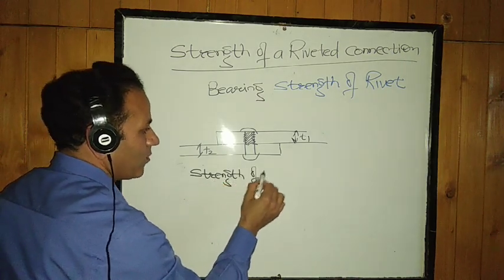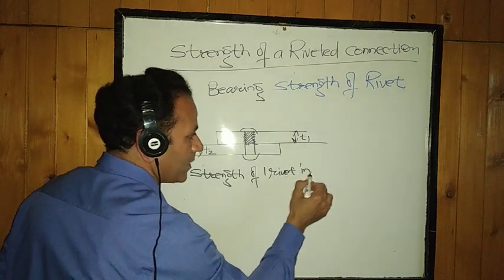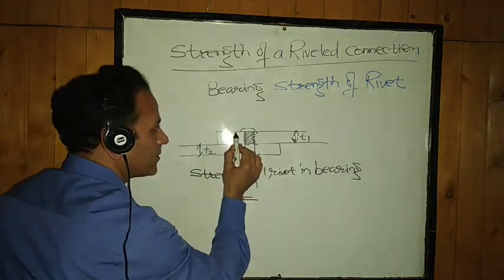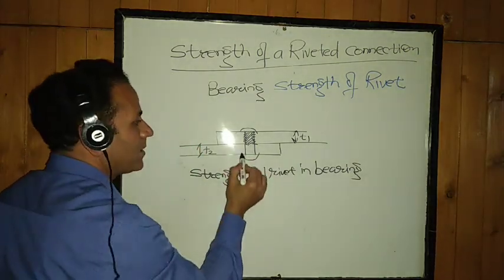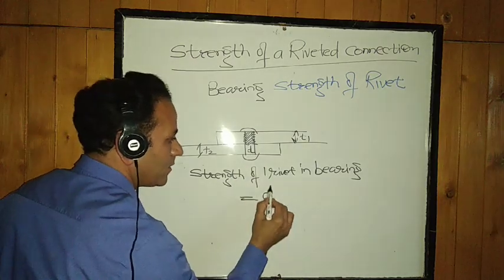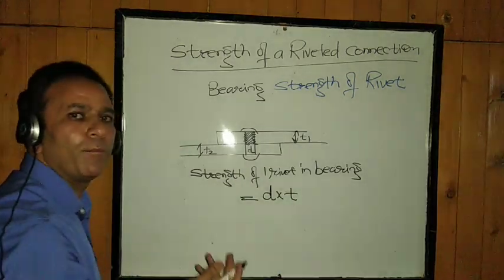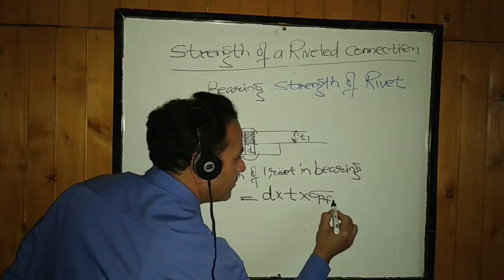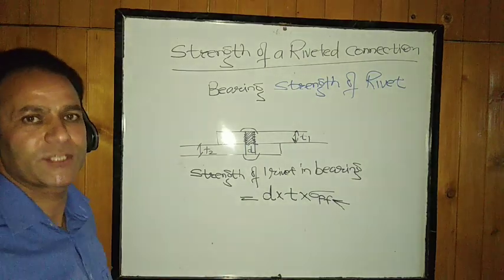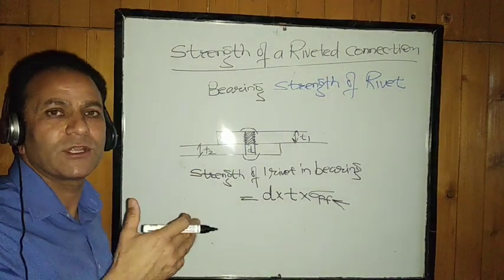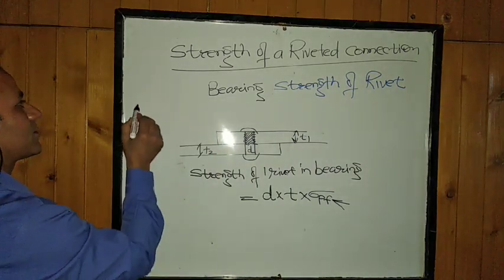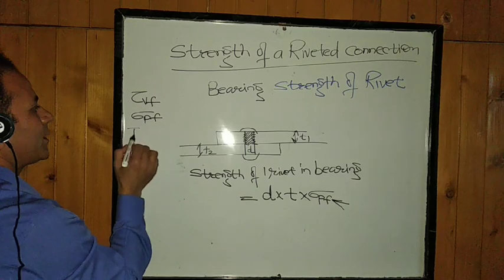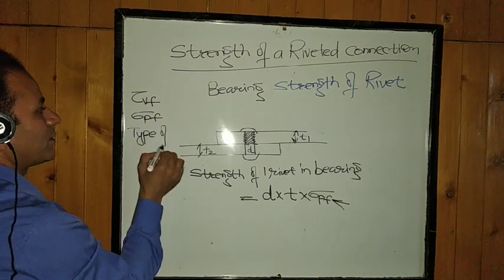So the strength of one rivet in bearing shall be taken as d, the gross diameter, multiplied by t, which is the minimum of t1 and t2, multiplied by sigma pf, the permissible bearing stress. Tau vf was the permissible shear stress. These stresses, tau vf and sigma pf, will depend upon the type of the rivet.